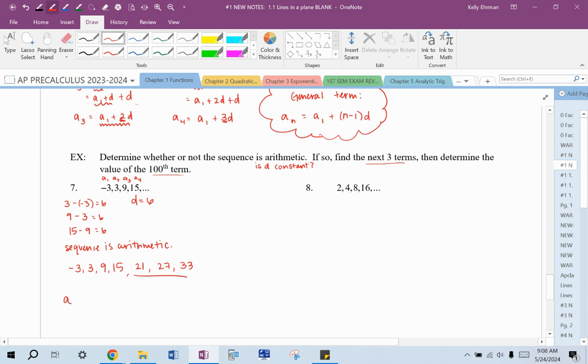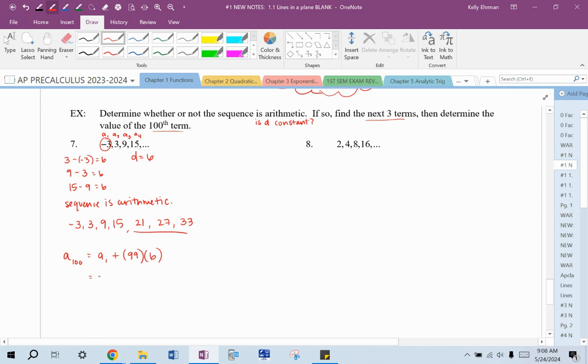What's the 100th term? What is A sub 100? It's A1 plus 100 minus 1, 99, times D, which is 6. What was A1? A1 is always the first number. So negative 3 plus, let's do a little multiplication over here. 6 times 9 is 54, plus 5 is 59. So apparently that's 594. So the 100th term, negative 3 plus that, is 591. So that saves us from having to keep track and add 6 until we get all the way out to 100, which would just be ridiculous and time consuming.